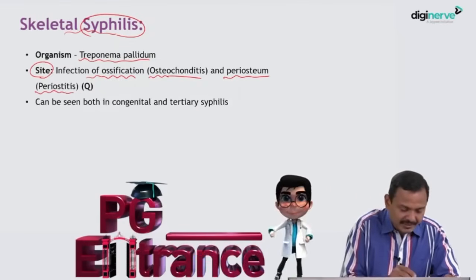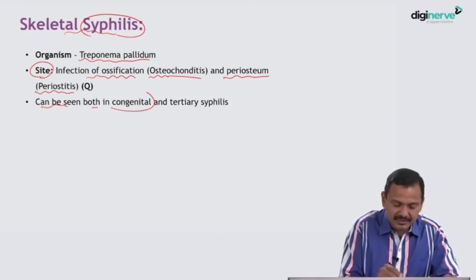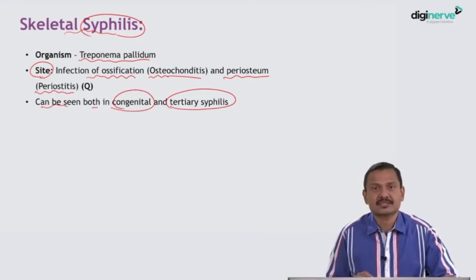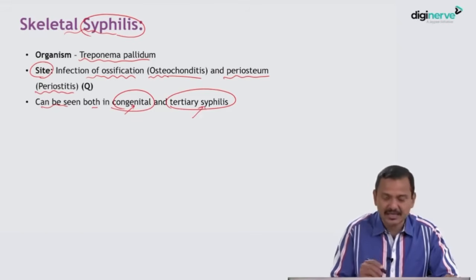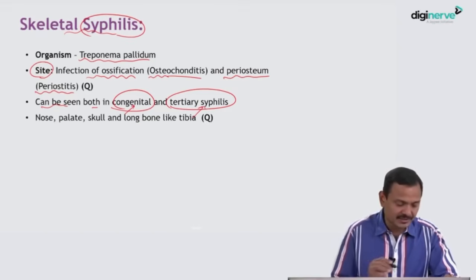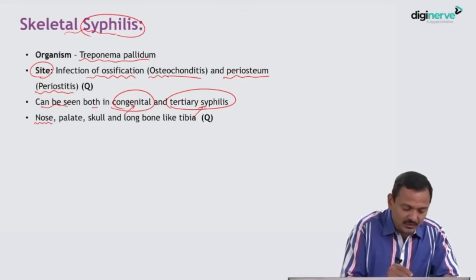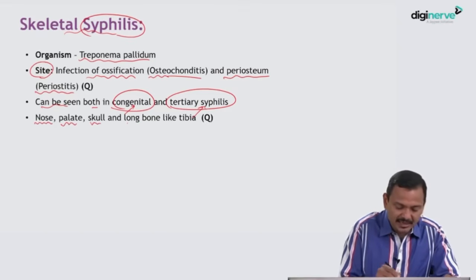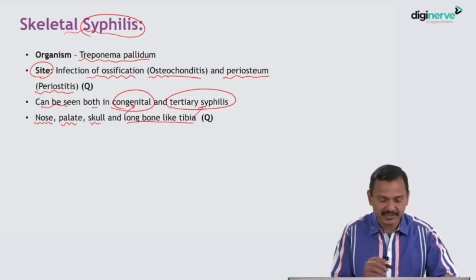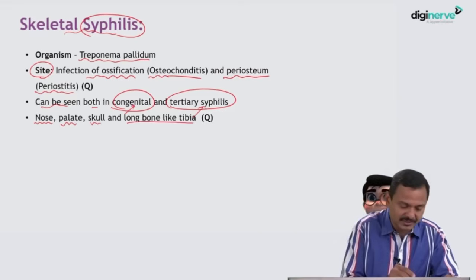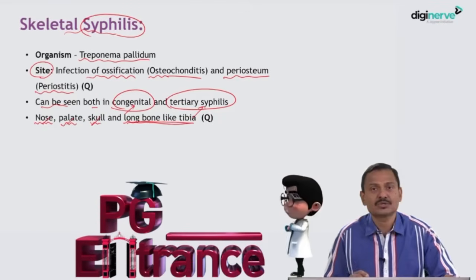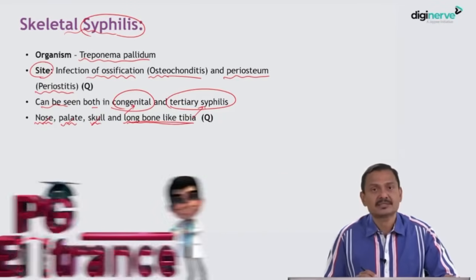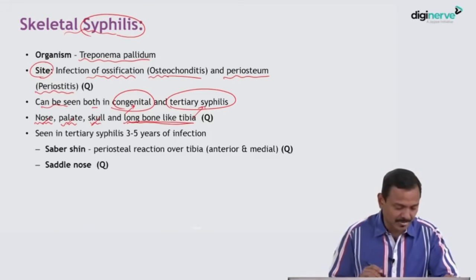Okay? It can involve both congenital as well as tertiary syphilis. Now we are not going into the detail of syphilis, that you will learn in microbiology, but it can affect congenital as well as tertiary syphilis. The most common sites are nose, palate, skull, and long bones like tibia. Now you can get an MCQ on that, so you have to remember the sites: nose, palate, skull, as well as long bones, which can be affected by syphilitic osteomyelitis.